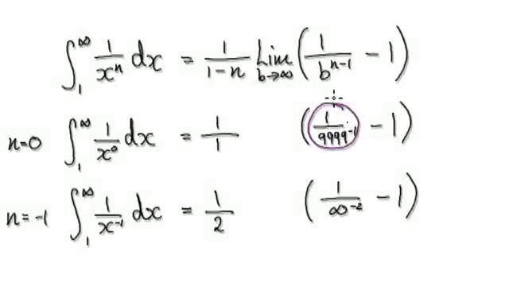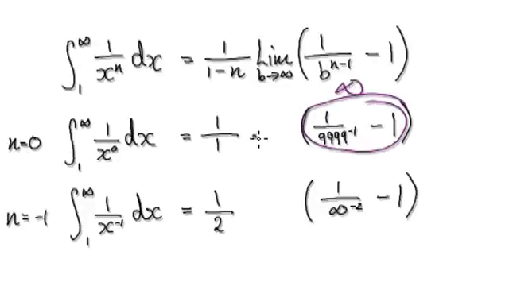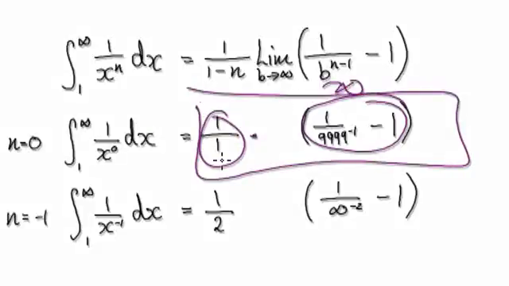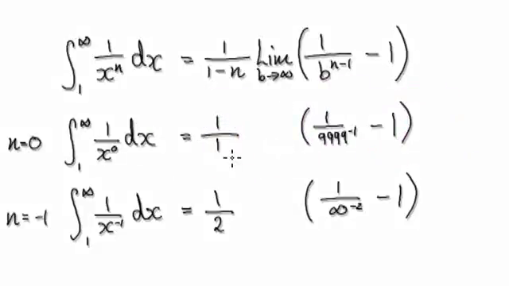So as b heads towards infinity, this thing here will be heading towards infinity. So a very, very big number here, take away 1, is still going to be a very, very big number. So this thing here is really going to be infinity. And then infinity times this thing here would be infinity. This whole thing here will head towards infinity. So it's not going to converge. This thing here is going to head towards infinity.